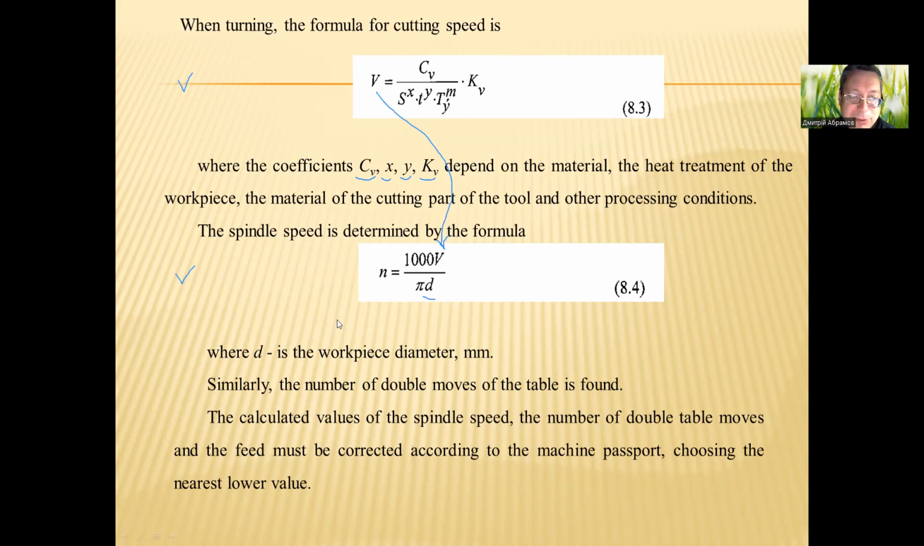Similarly, the number of double moves of the table is found. The calculated values of the spindle speed, the number of double table moves, and the feed must be corrected according to the machine passport, choosing the nearest lower value.